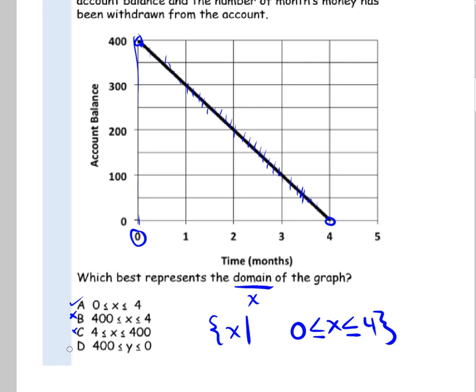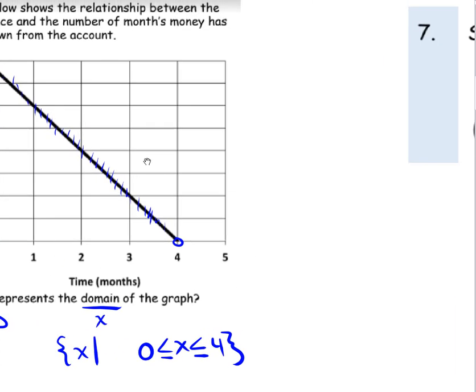And then this one here would actually be range. This is range, but they don't want range. They want domain. Notice it's a y value too. So there's no reason you should choose D. That's the range. So anyway, it looks like our answer is A. All right, moving on. Next problem.